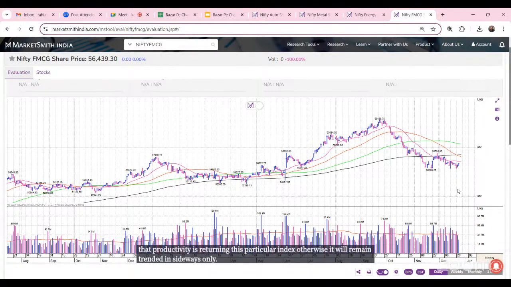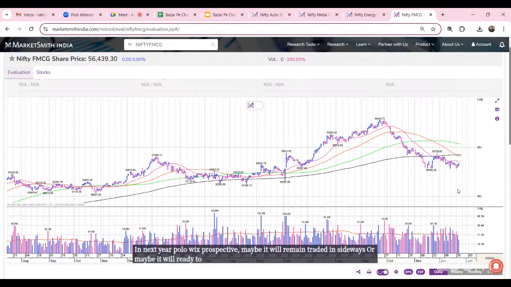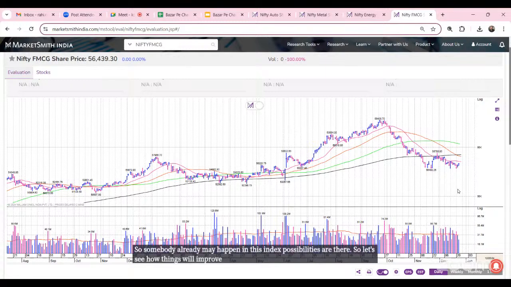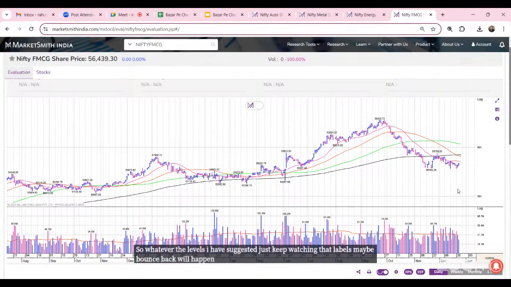In the next couple of weeks perspective, maybe it will remain trading sideways, or maybe it will be ready to move toward 58,000, 59,000. I'm not denying that. So some recovery may happen in this index. Possibilities are there. So let's see how things will improve in coming days. Whatever levels I have suggested, just keep watching those levels. Maybe a smart bounce back or smart recovery may happen in that particular index in the next couple of weeks, in the next few weeks. But from the next couple of weeks, the 58,500 zone is a critical level on the upside.